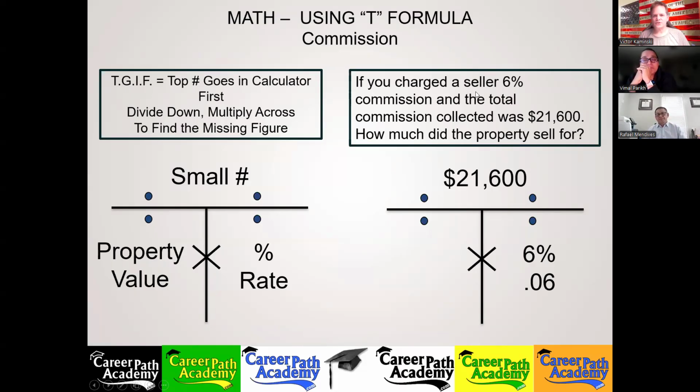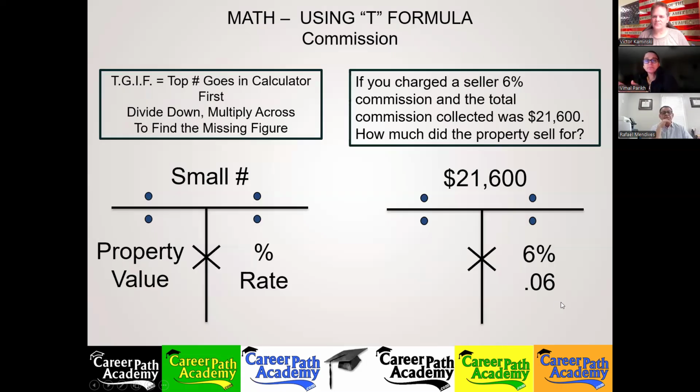In this case, if you charge the seller 6%, where does that percent go? Down the bottom. And the total commission collected was $21,600. How much did the property sell for? We know the sale price is going to be more than the commission, so commission's the smaller number, and that goes up top. Now we take the small number divided by the percentage to figure out the large number, what the sale price was. So what do you get?